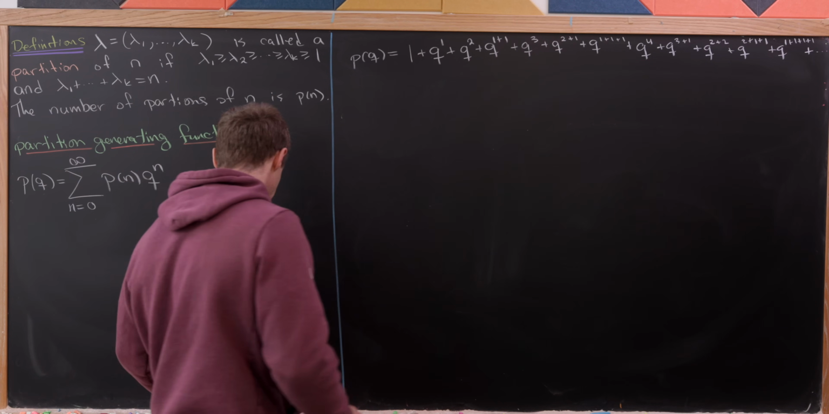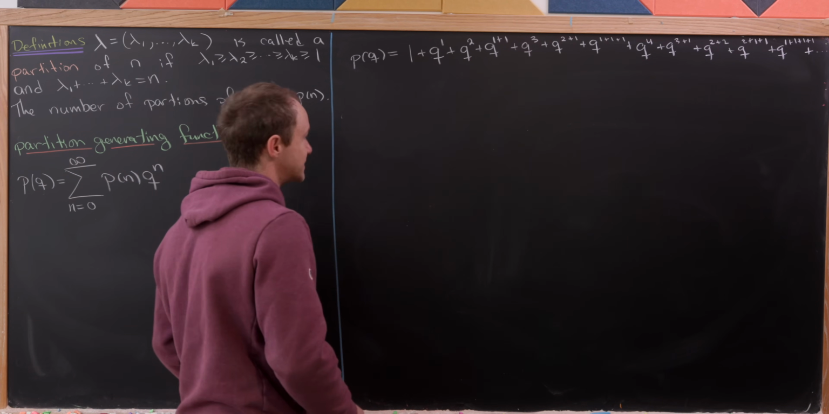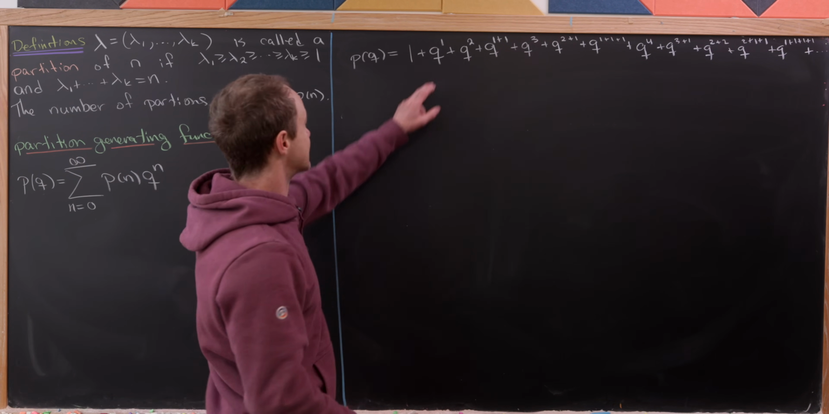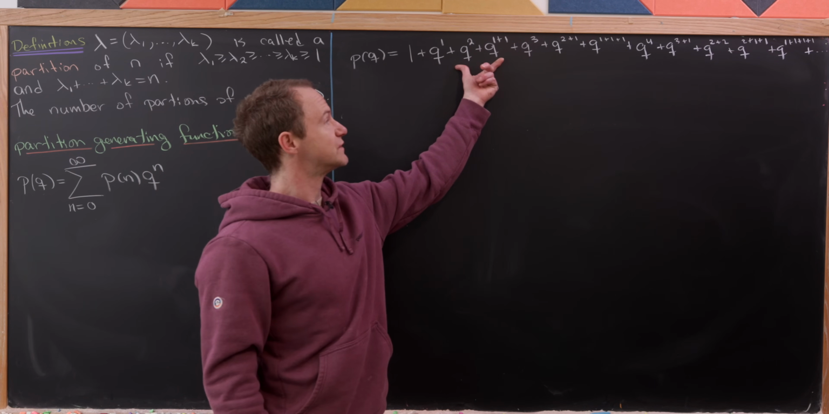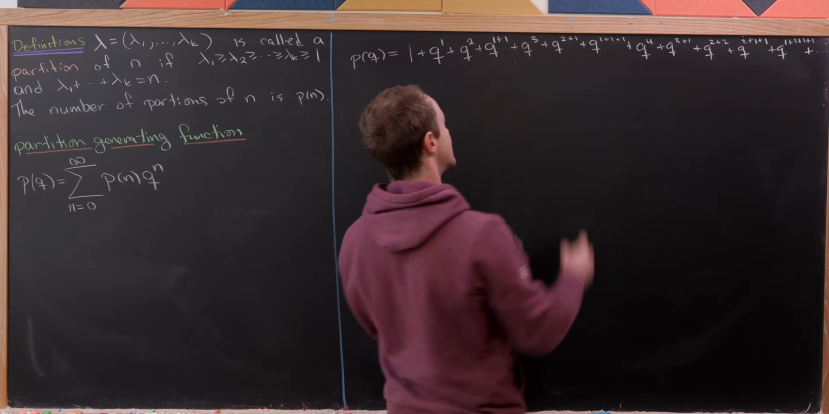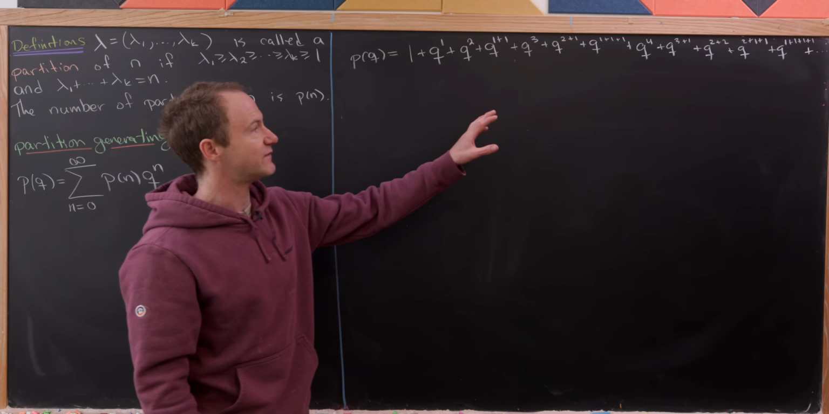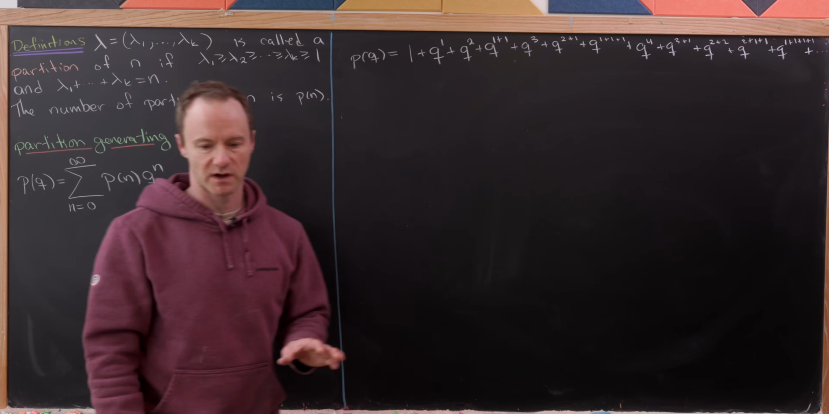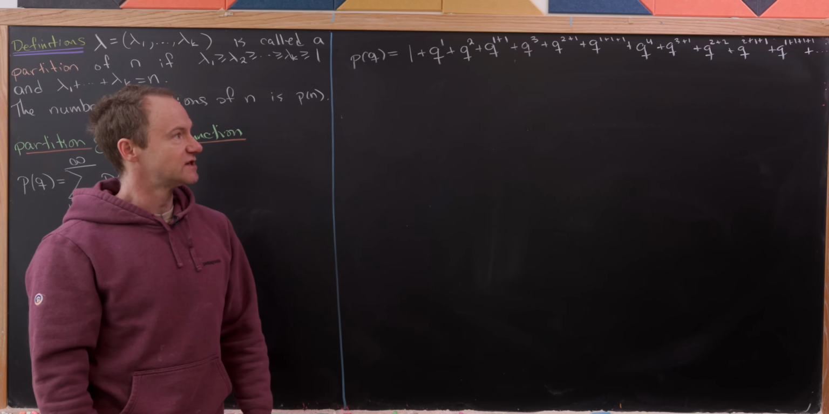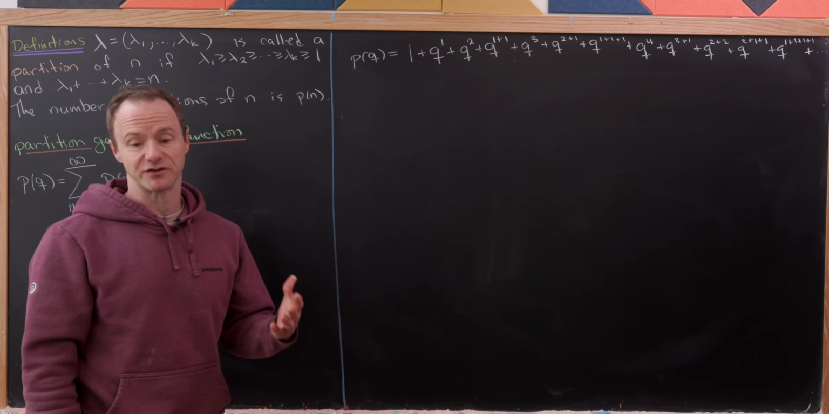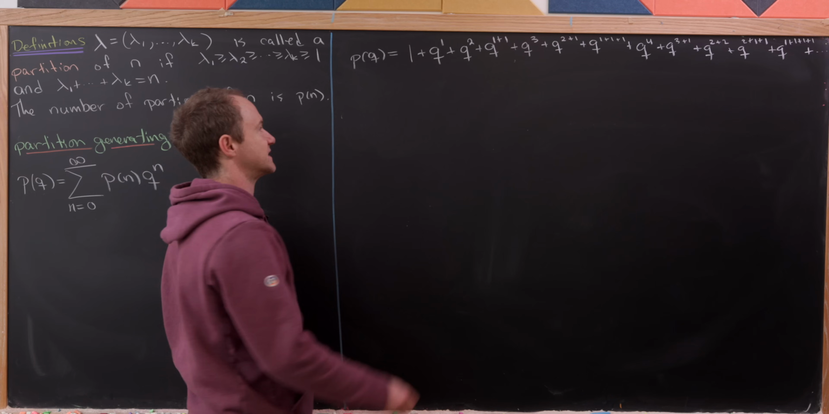So notice this encodes exactly what we want it to. We've got exactly a single partition of 1. These are both q squared, so we've got 2q squared. These 3 are q cubed. We've got 3 of those, and then we've got 5q to the 4th, and so on and so forth. But this motivates us to perhaps factor this or see some sort of factorization.